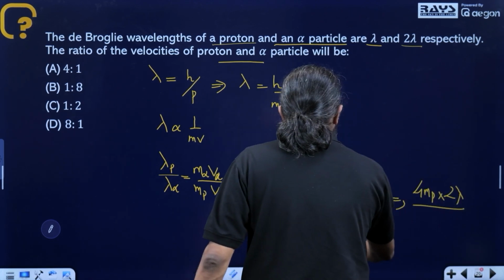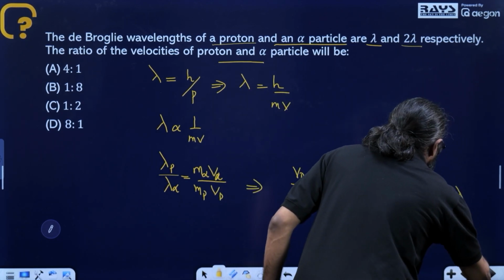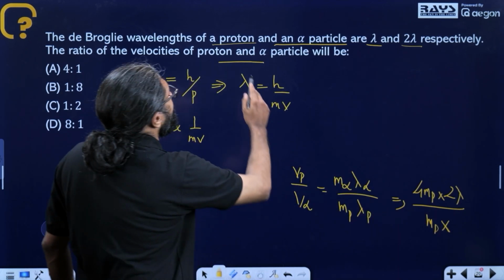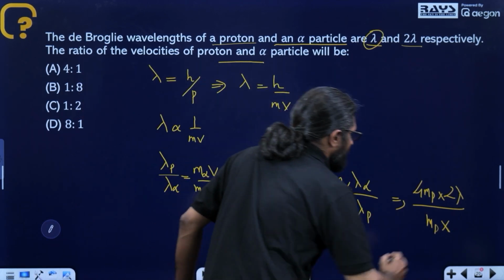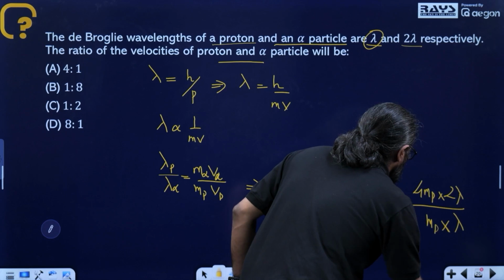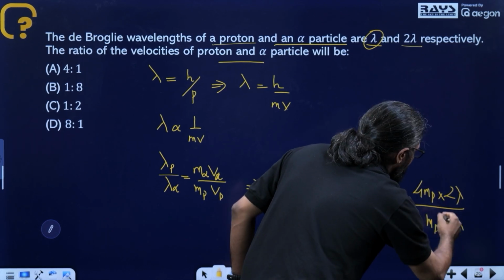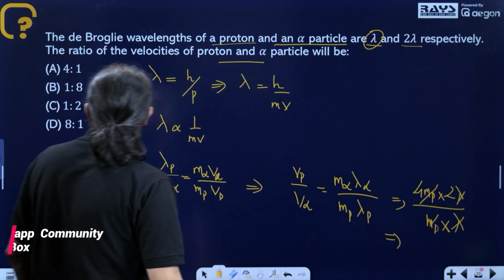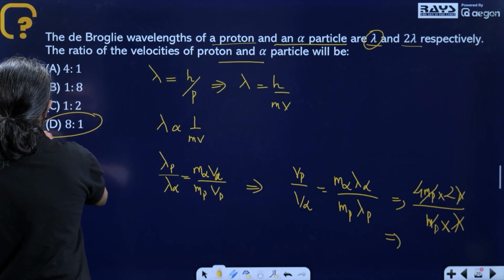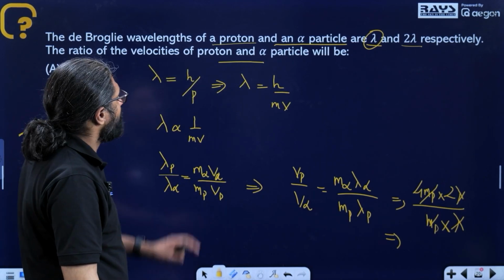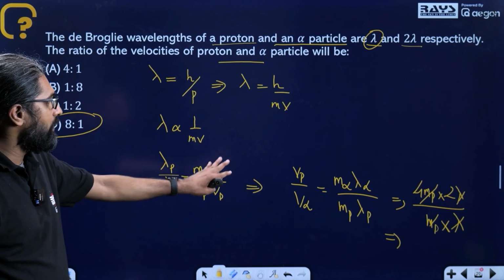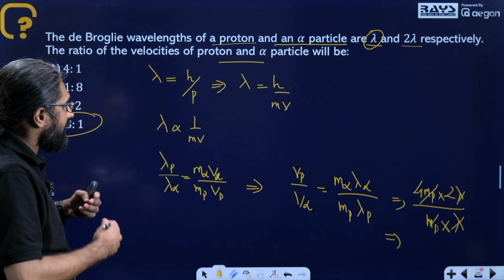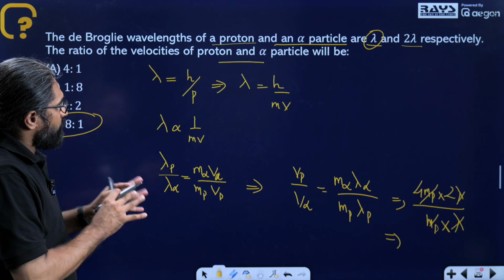That divided by MP is there already, and then I have along with it lambda of the proton, that is given as lambda here. Lambda P will be just lambda. So I'll finally have 8 by 1 here if I consider the factors. 8 by 1 is what I have. 8:1 is the correct answer. Option D is the correct answer. It's a very simple, straightforward question. Ratio-based question. You can do it much faster than the time that it is required to explain it.